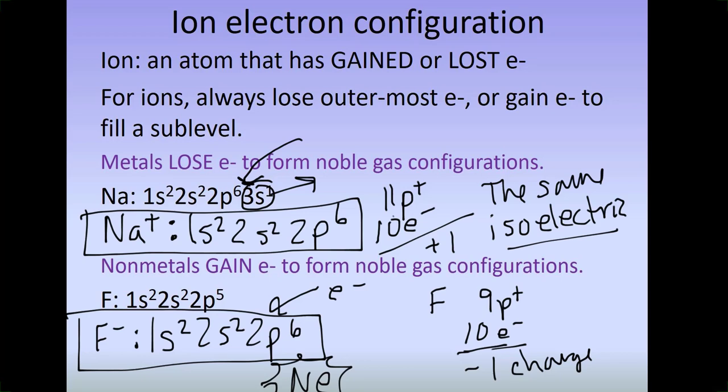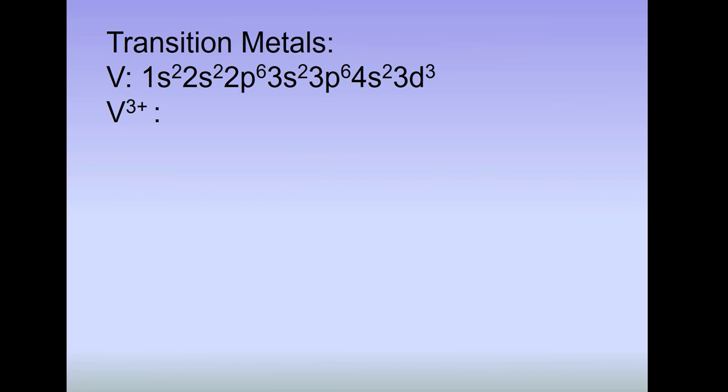And so that is why there's this electron exchange and why we form compounds, because it makes these atoms more stable. Let's look at transition metals because they do something a little bit special. When you look at transition metals and they lose electrons, remember they always lose the outermost electrons. So take a look at this, stop the video and see if you can predict what the ion electron configuration for vanadium would be.